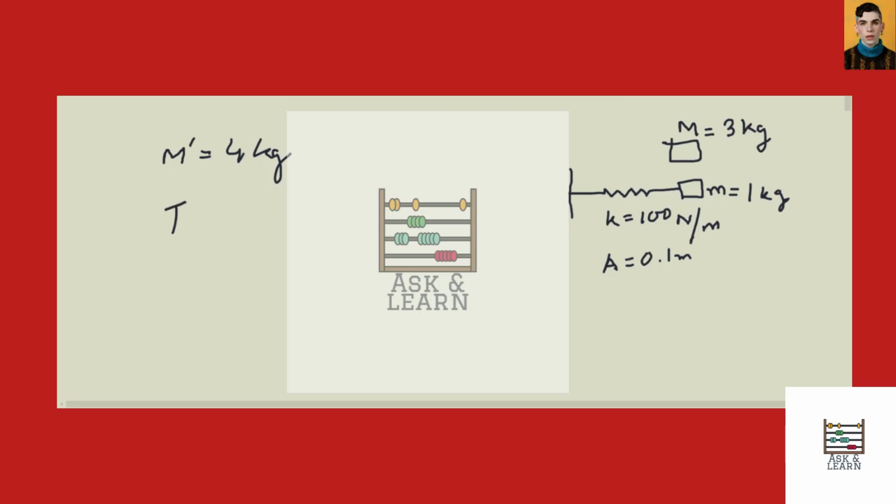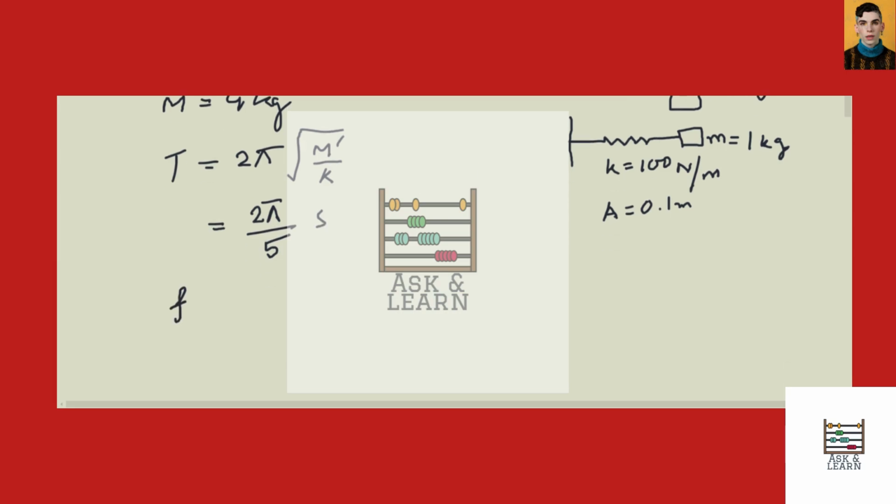The time period of motion for a spring mass system is 2 pi root over of mass by k, spring constant. So if you plug in the values, we have 2 pi over 5 seconds, right? And from this we can have the frequency of oscillation f equal to the inverse of time period, which is 5 by 2 pi hertz, right? So we calculate this frequency.